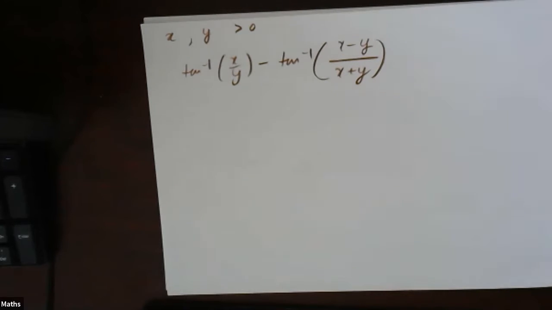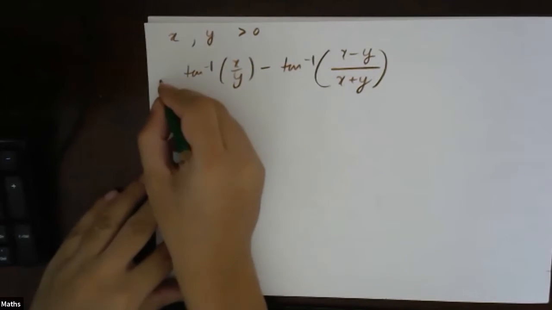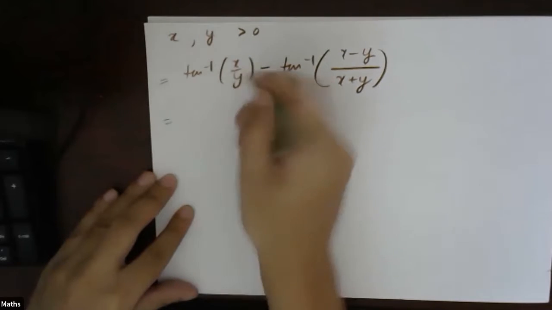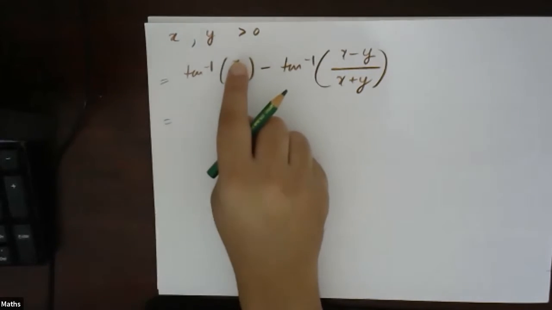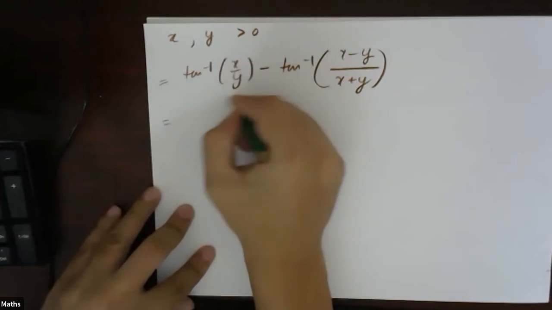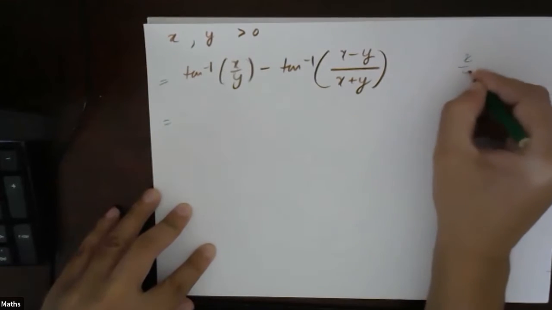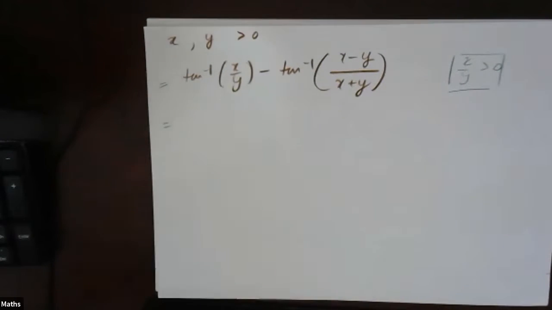Okay, so how can we solve this? Let's see. So I'll solve this one. If x and y are both greater than 0, then we know that this part, x by y, will also be greater than 0. If x and y individually are greater than 0, then this part will also be greater than 0.